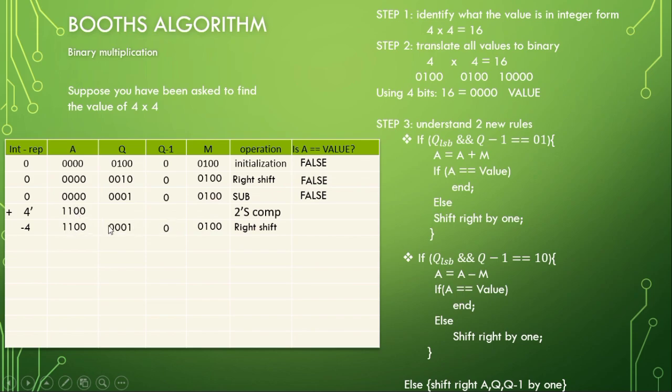Good. So now our value in the accumulator is not equal to our 0, 0, 0, 0 value, meaning we are going to shift right. And when we shift right, because our value in the accumulator is not equal to our value there, we are going to say that's false.